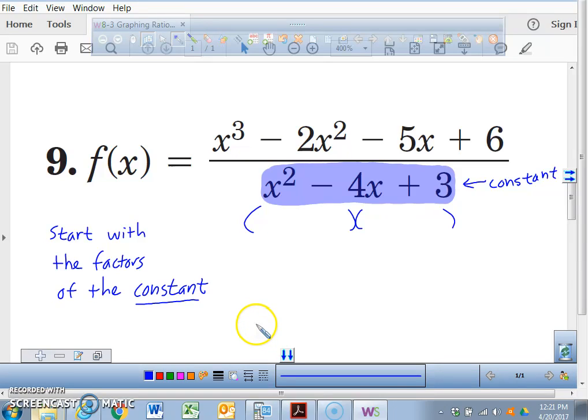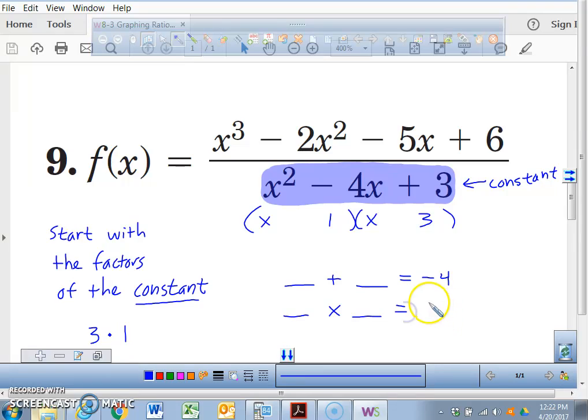The cool thing about the factors of 3 is you only have a 3 and a 1. That's it. So I know I'm going to have an x here, an x here, a 1 here, and a 3 here. We have to figure out how I can get a 1 and a 3 where they add together to equal a negative 4, but when you multiply them together, you get a positive 3. A 1 times a 3 is a positive 3, but a 1 plus a 3 is not a negative 4.